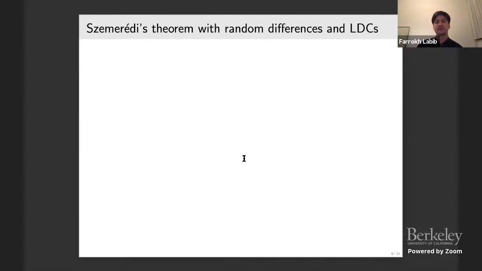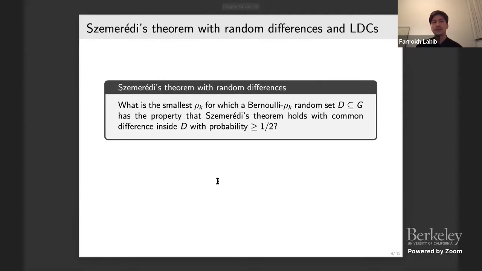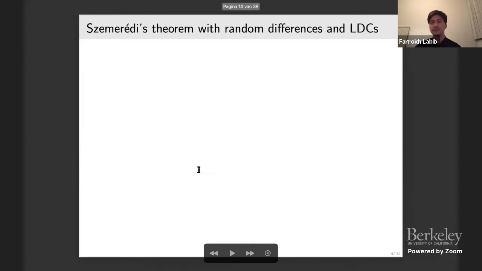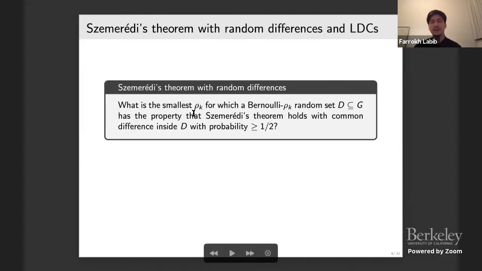So a certain refinement of this is called Szemerédi's theorem with random differences. And here the question is, what is the smallest rho k for which a Bernoulli rho k random set D inside an abelian group G, we can do this for any abelian group, such that it has the property that Szemerédi's theorem holds with common difference inside D with probability at least 1/2. So what I mean is, I want this statement to be true, but I restrict my common difference, the step size here, to be inside a Bernoulli rho k random subset from, say, the interval from 1 up to n, or any abelian group. And it is this rho k that we try to find.